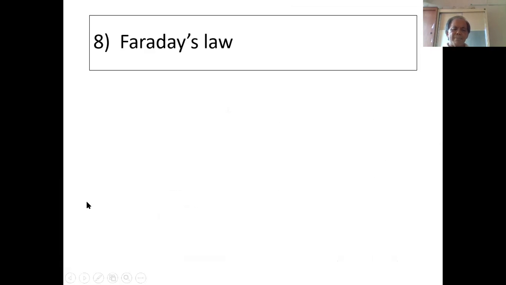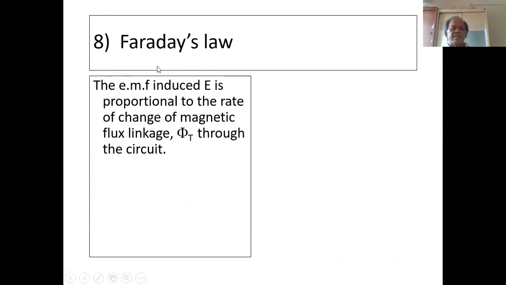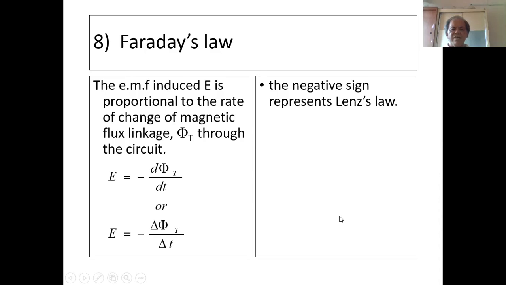Okay, the next law is Faraday's law. Memorize it. The induced EMF E is proportional to the rate of change of magnetic flux linkage through the circuit. So basically, EMF is directly proportional to the rate of change of flux linkage. This is a small change in flux divided by a small change in time, the same as differentiation, the rate of change. The negative sign represents Lenz's law.